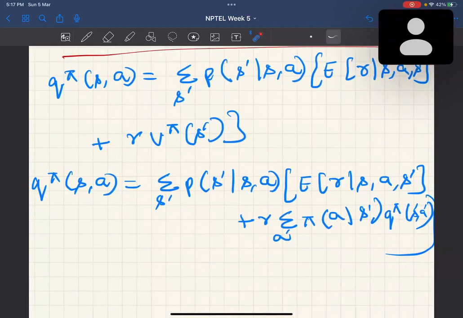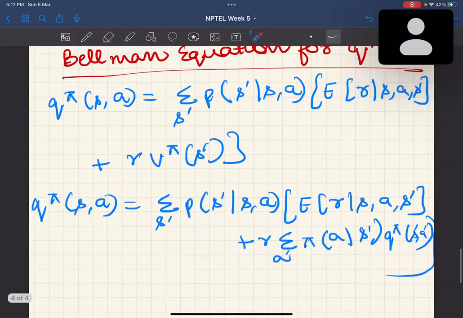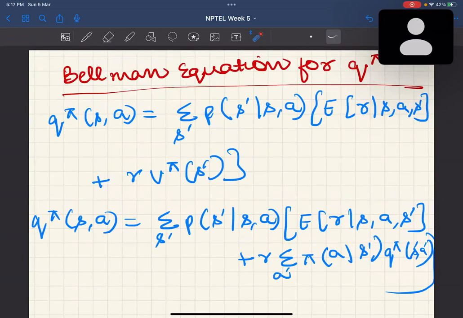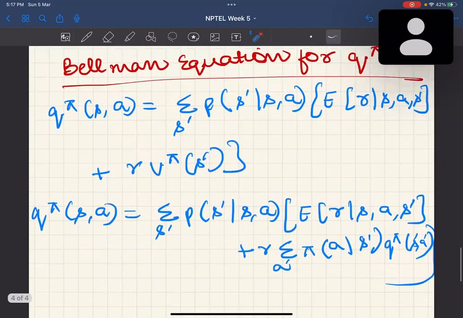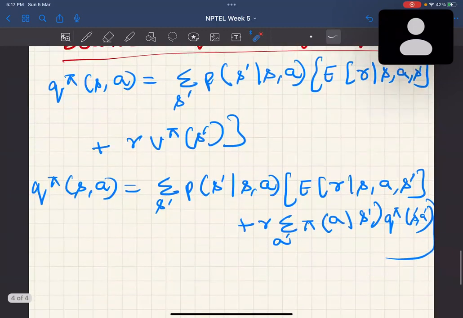Now I have split this equation again into this. This is the same, this is the same. Now gamma V pi of S dash, I have written as pi of A dash given S dash, Q pi of S dash and A dash. Again, I have basically split this V pi of S dash into this form. What is V pi of S dash? I'll explain in more detail. First, I'll go to this and then I'll explain.